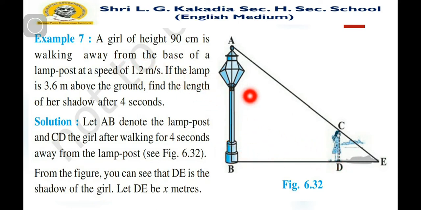The girl reached point D from point B with a speed of 1.2 meters per second, so we can find this distance by the speed formula. Let AB denote the lamp post and CD the girl after walking for 4 seconds away from the lamp post. From the figure you can see that DE is the shadow of the girl. We want to find the length of the shadow, so let DE be x meters.